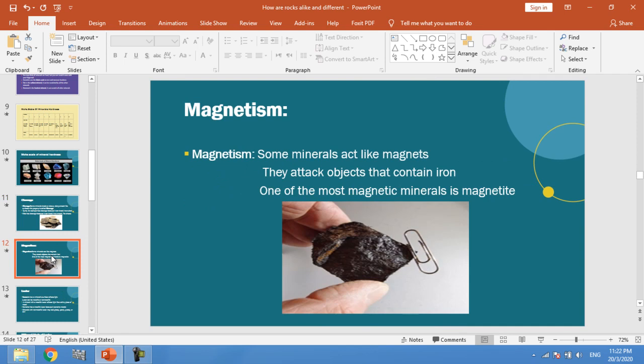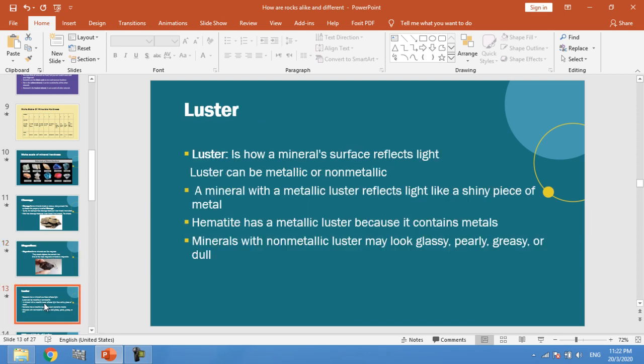Magnetism is another property for minerals. Some minerals act like magnets. Do you know magnets? Magnets can attract iron clips and iron nails. Some minerals have a magnetic property and they can also attract iron. The most famous one is magnetite.